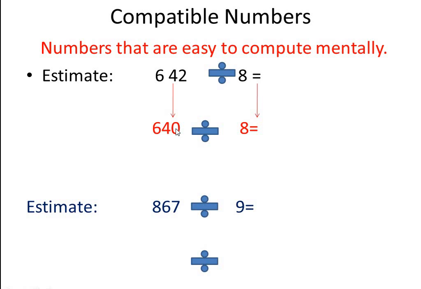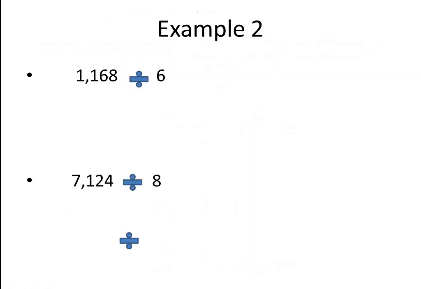Another example: estimate 867 divided by 9. What should we do here? We can look for a number that is a multiple of 9, which is 900, then continue our problem. 900 divided by 9 is 100. Now, 100, I call it the estimating value or an estimate. It's the same here, but you can find out that the numbers are getting larger and bigger.